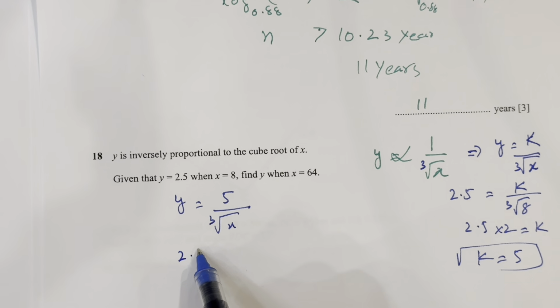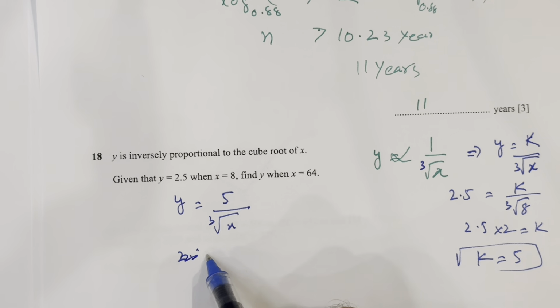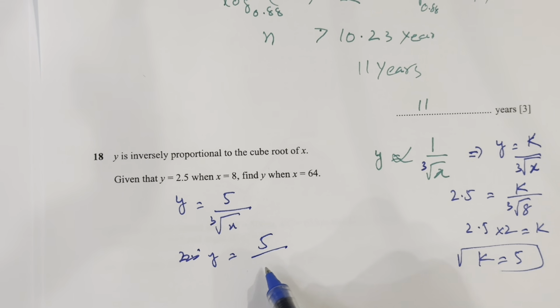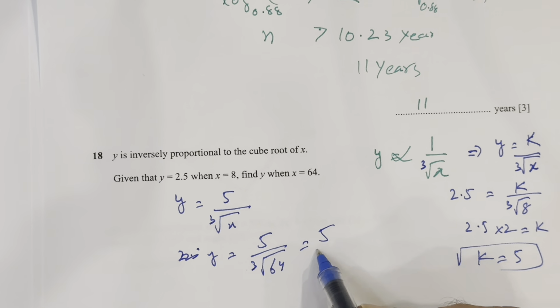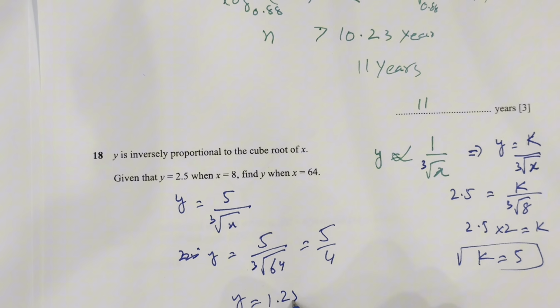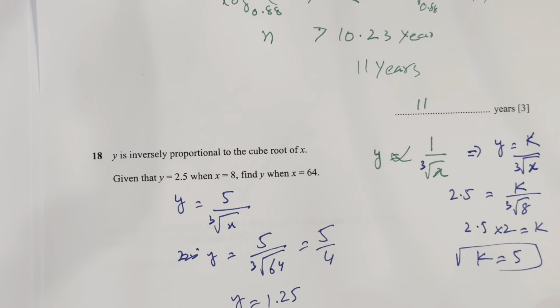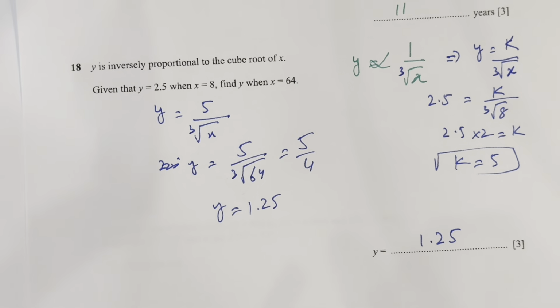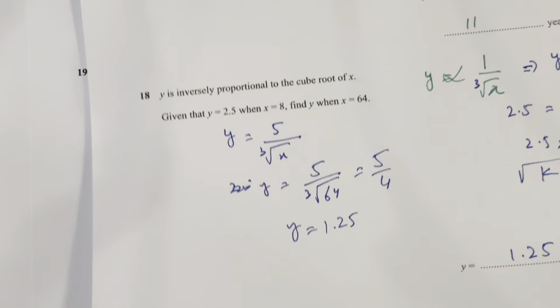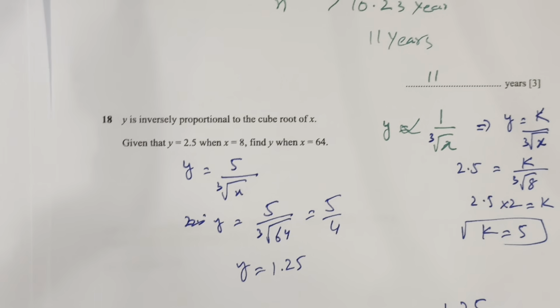Now we need to find the value of y when x is equal to 64. We know that the cube root of 64 is 4. So 5 by 4, you can even calculate mentally, it would be 1.25. So the value of y would be 1.25. So the answer over here is 1.25. This is how we have completed question number 18.